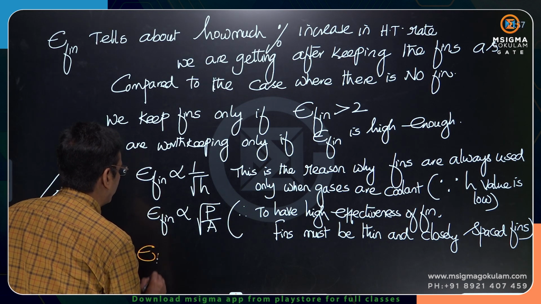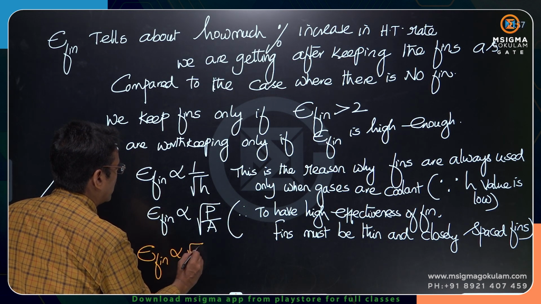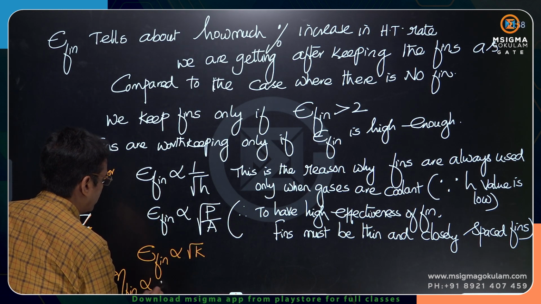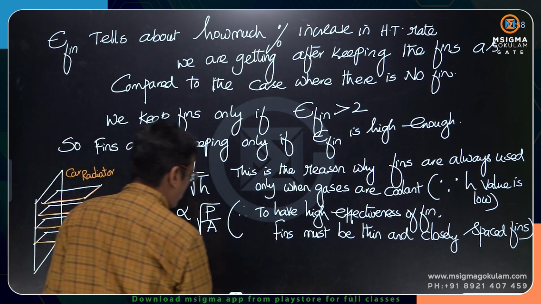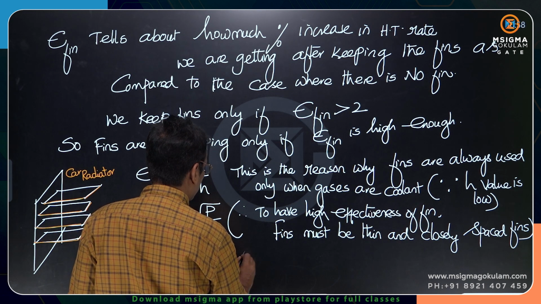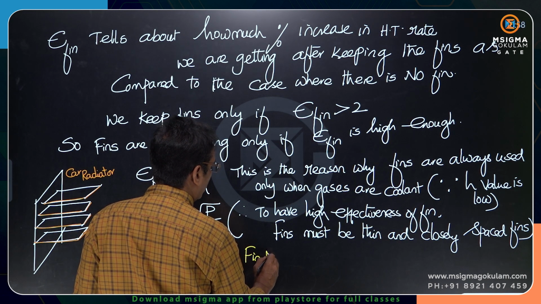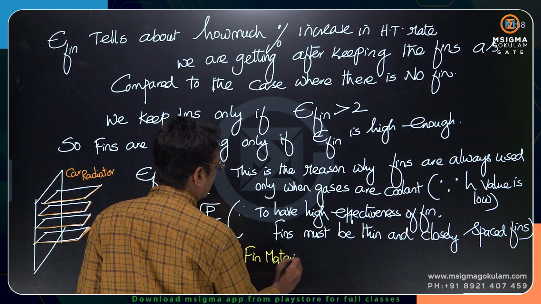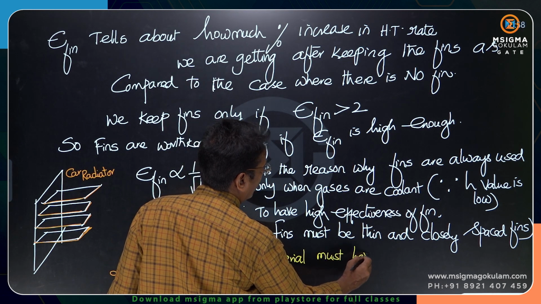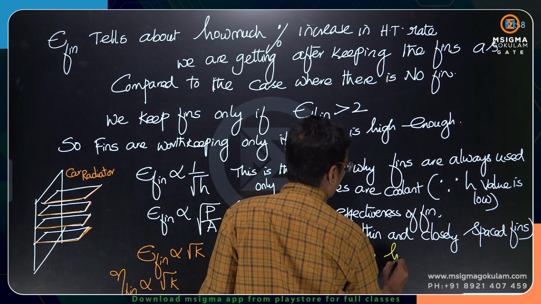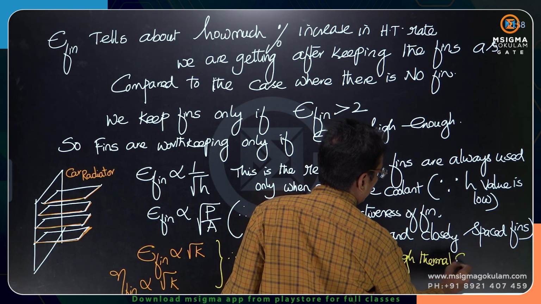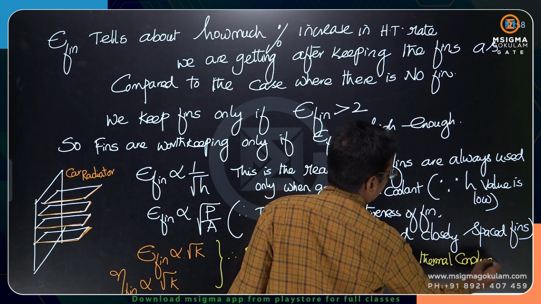The effectiveness of the fin is directly proportional to root k, and incidentally the efficiency of the fin is also directly proportional to k. Therefore, the fin must be made of good thermal conductivity material. The thermal conductivity of the fin material must be high.